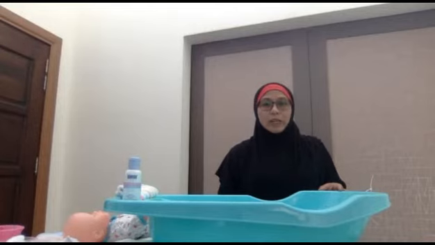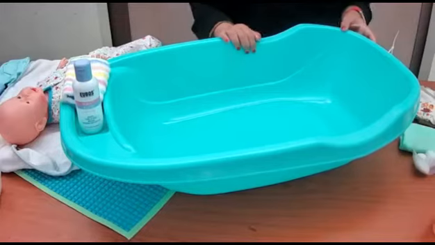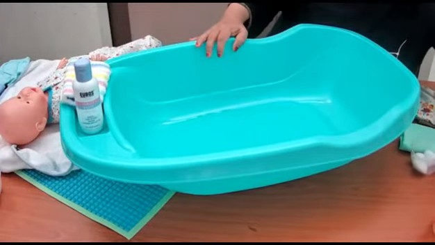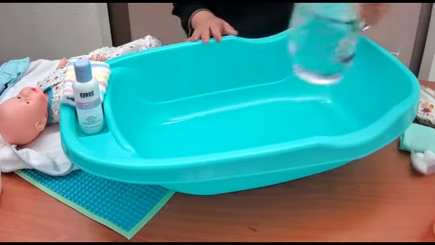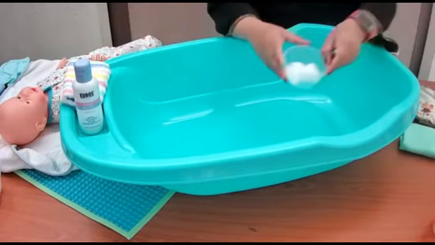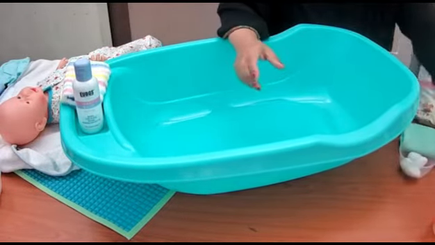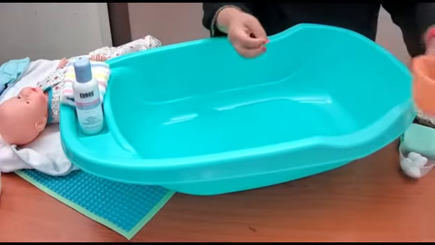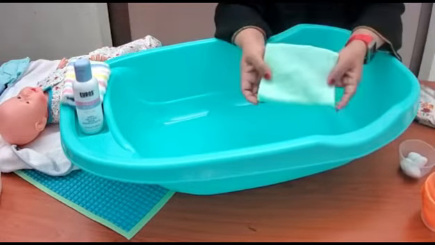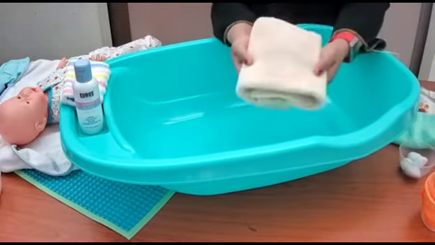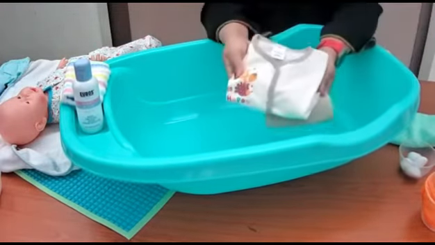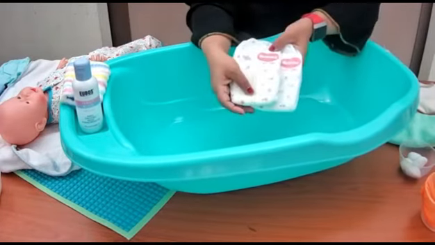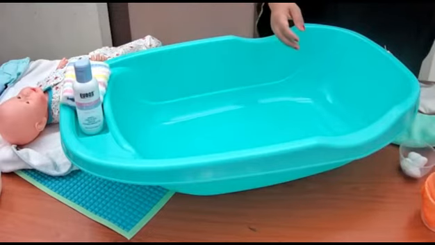So for bathing, I just switch my camera. For bathing, you need a bathtub, a jug of warm water, cool boiled water, cotton wool balls, alcohol swab, a bin or plastic bag to contain your used cotton wool balls, face cloth, towel, baby clothes, diapers, and for today I'll be using Huggies diapers, and a baby wrap.